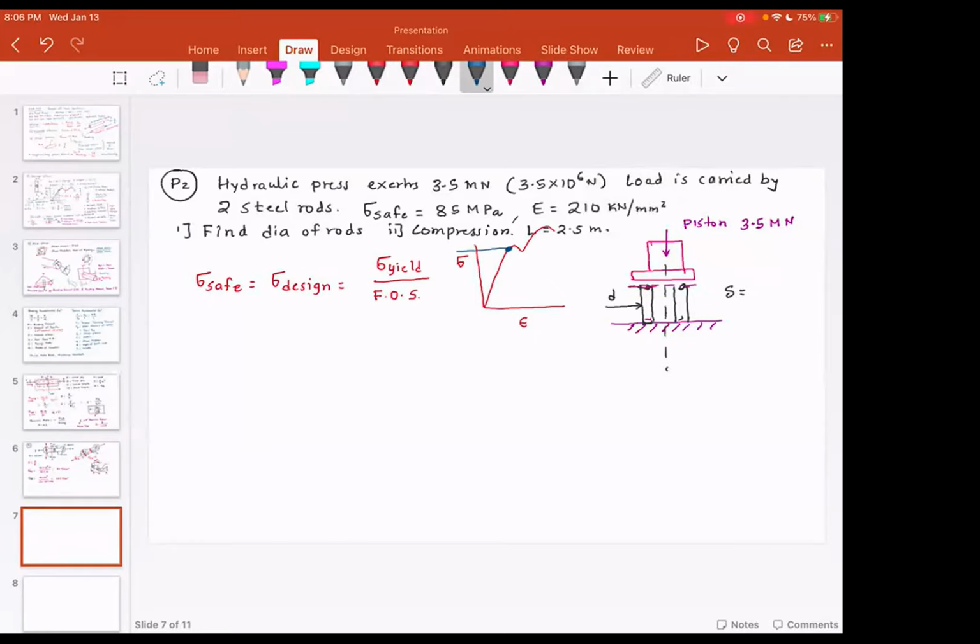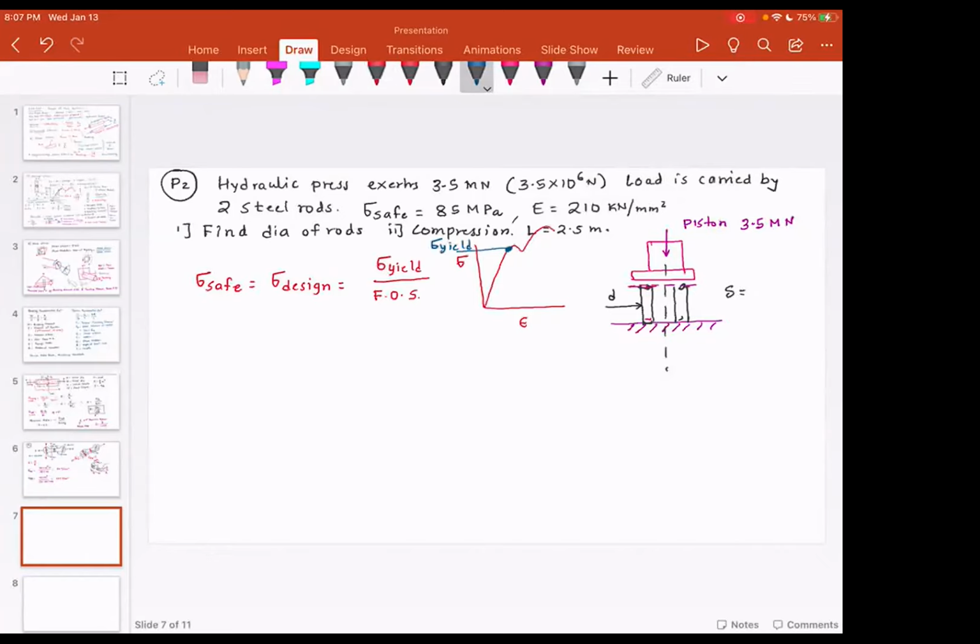Because you don't want to sit in a car which permanently deforms. Mind you, it deforms, but it does not fail. So imagine you sit in the car and the car's chassis deflects so much that you're no longer comfortable. So you don't want to exceed the threshold of yield stress. So this is sigma yield. That is the design limit. Maximum, you can let the material go up to the yield stress.